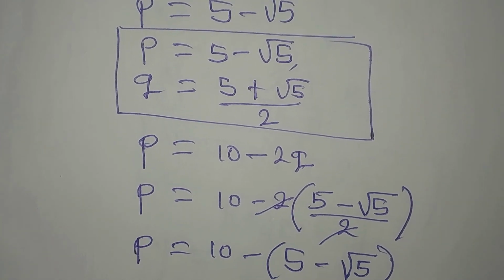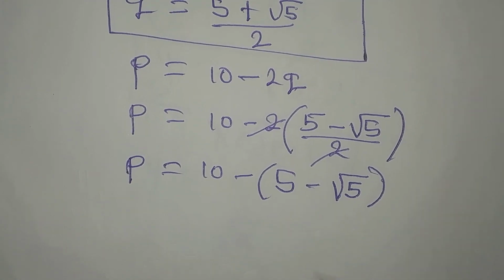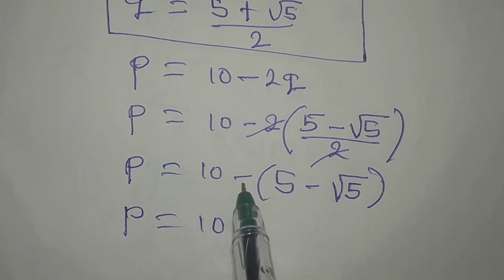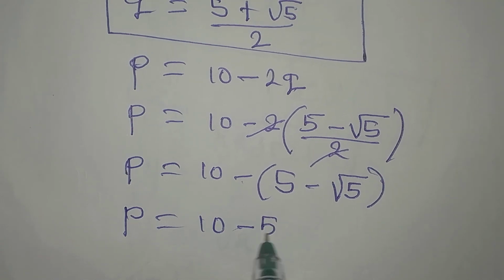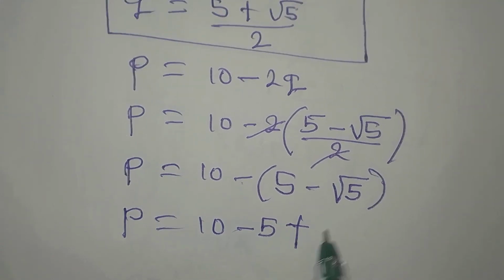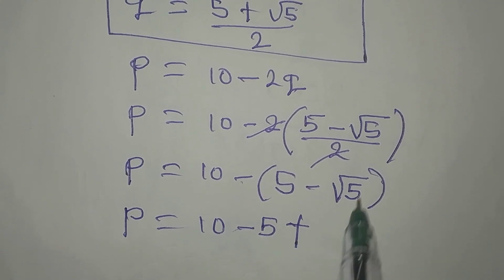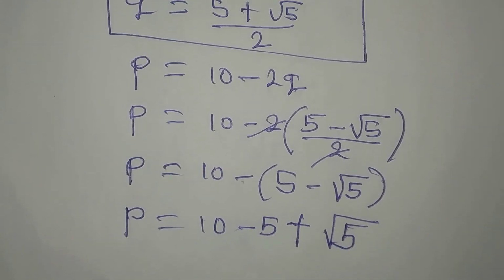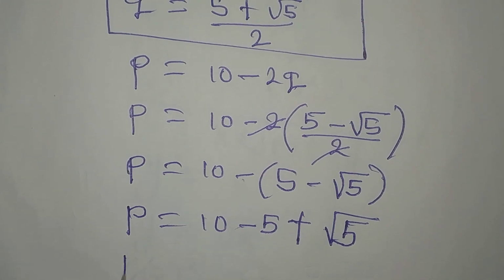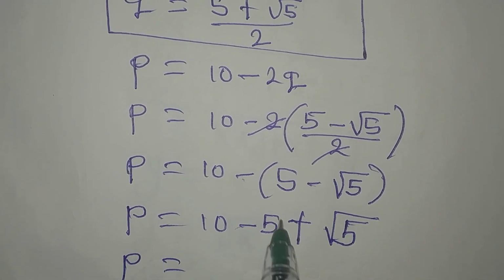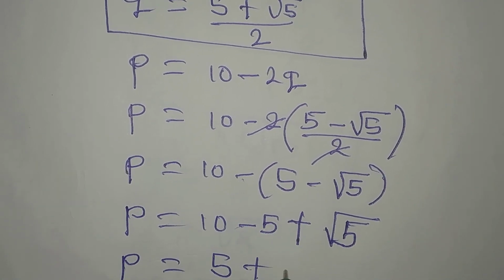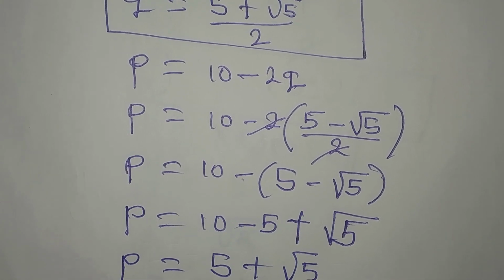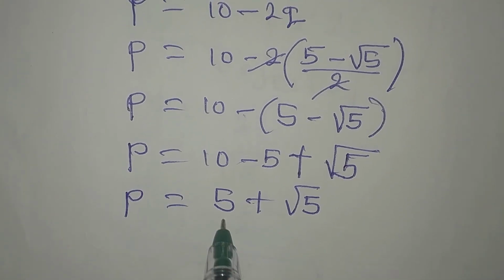Okay, so let's continue as the negative opens the bracket, and P now will be equal to 10. Negative times 5 is negative 5. This turns to positive because negative times negative is positive. Then I have √5. Now P is equal to 10 - 5 is 5. Then plus √5. Now you cannot add 5 and √5 because they are not the same thing.